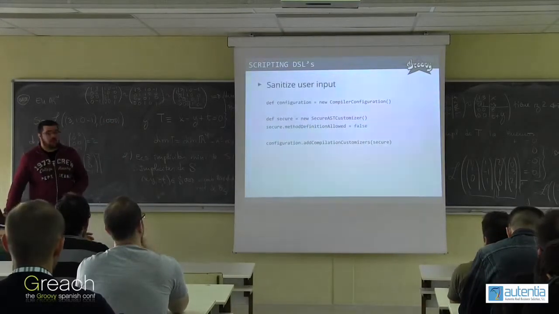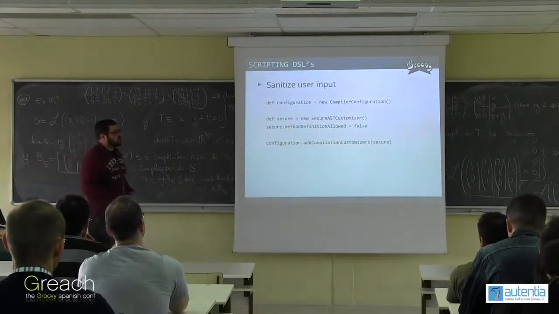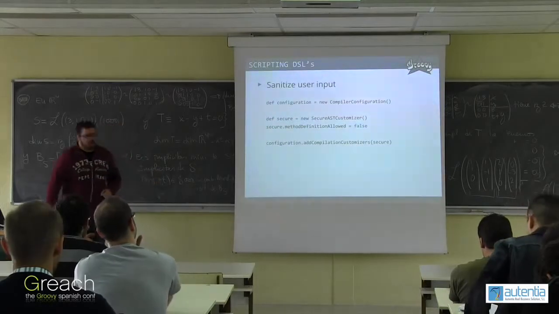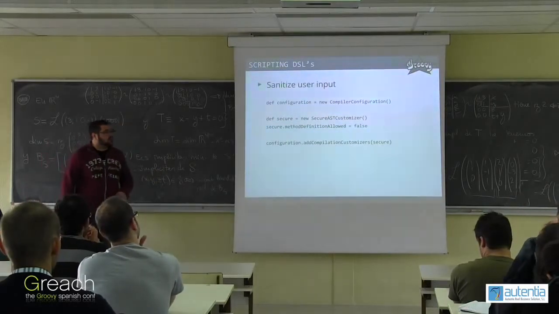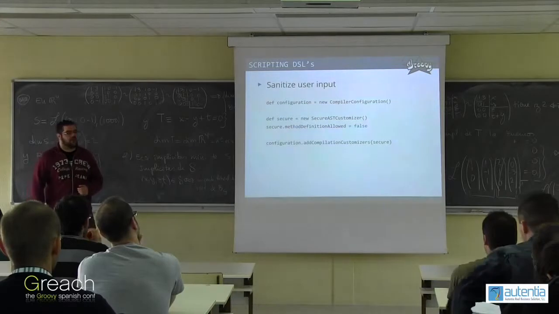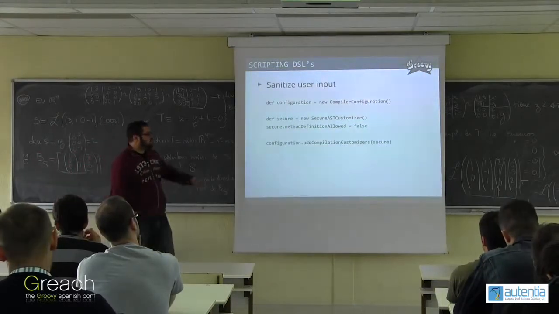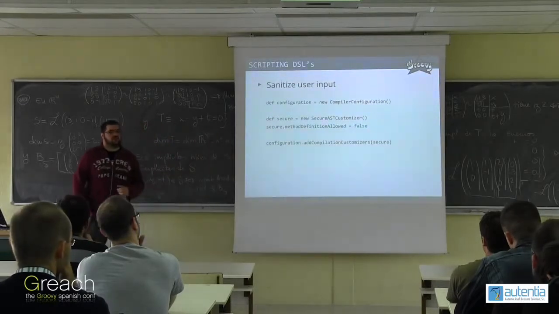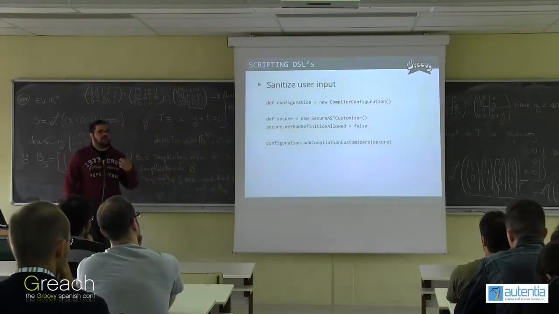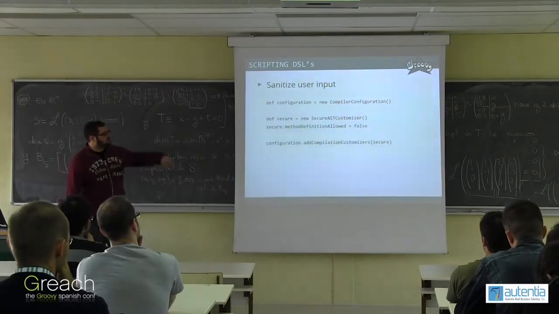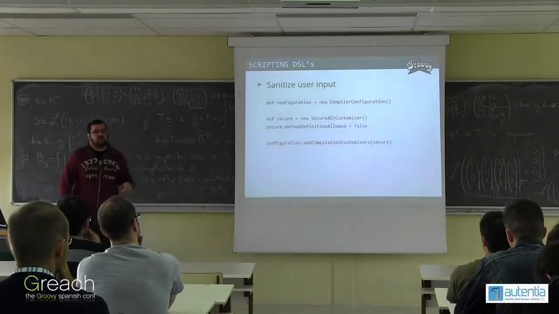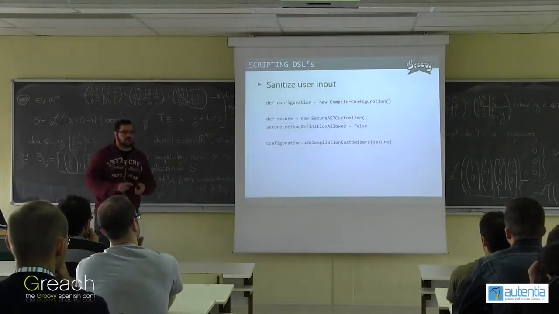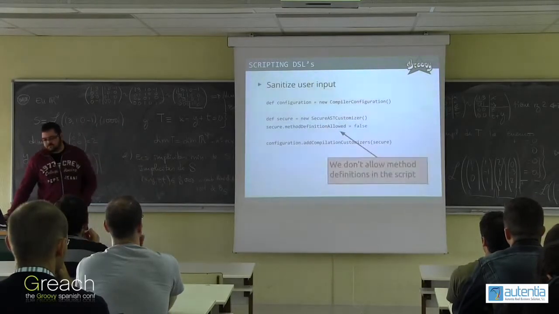You can do a lot of things with this kind of configuration. You can also sanitize the user input. I mean, you don't trust the user, so maybe you don't want them to define new methods inside the script your application is accepting. This SecureASTCustomizer is very powerful. You can whitelist methods, whitelist or blacklist properties, almost whatever you want.